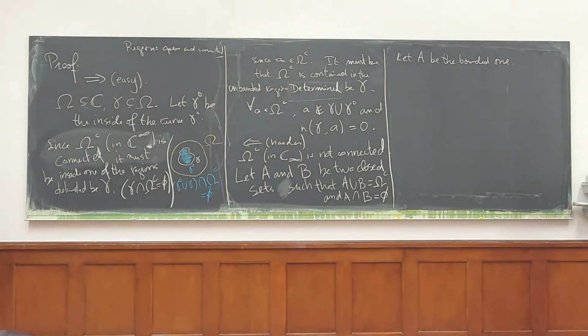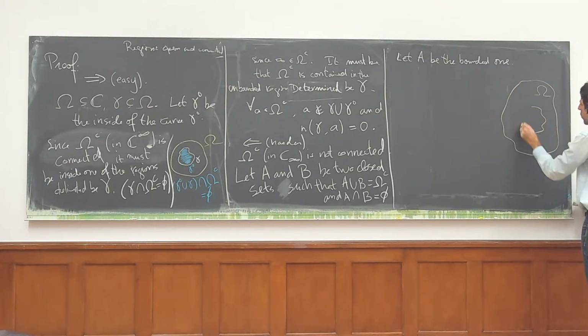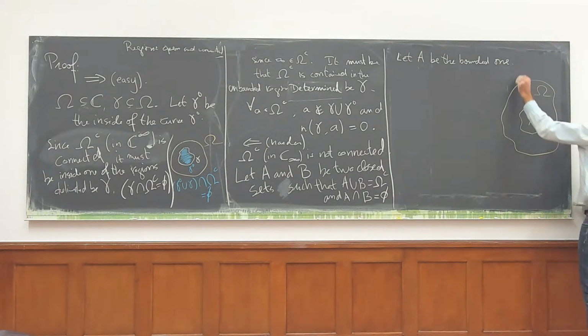Okay, so now let me draw a picture to help. I'm going to draw omega. Okay, let's see if I can draw a good picture. And now I have A. So omega is something like this, in which the complement is not connected. I'm taking A to be this set and B to be this one. Of course, omega could have many holes, and those other holes could belong to either A or B. The important thing is that B is the unbounded part, and A is the bounded one.